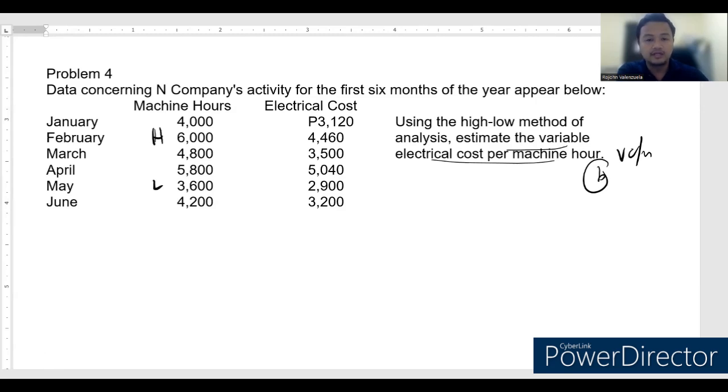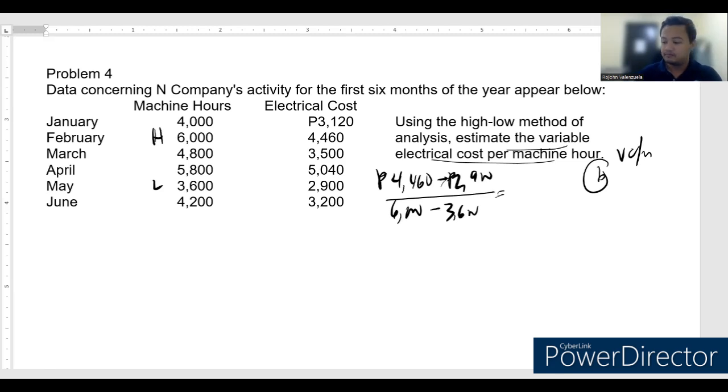The cost of highest is 4,460. Okay, minus the cost of the lowest, 2,900, divided by the highest activity of 6,000, okay, minus the lowest activity of 3,600. So 4,460 minus 2,900 is 1,560 pesos. Divided by 6,000 minus 3,600, 2,400. So therefore, 1,560 divided by 2,400, you have 0.65. So ito yung sagot natin. Yes, that's the answer for this problem.